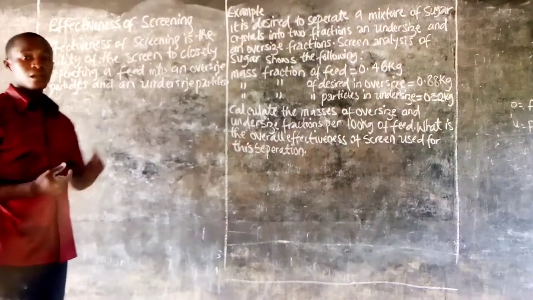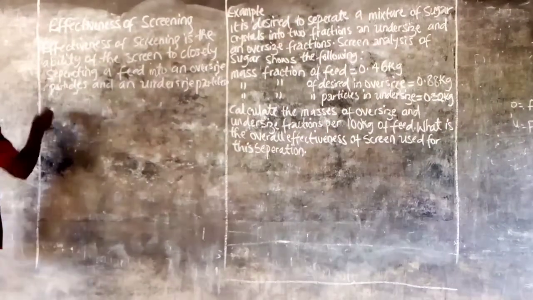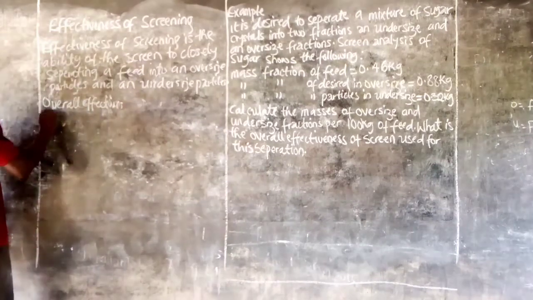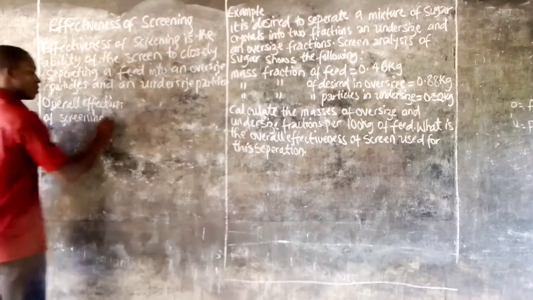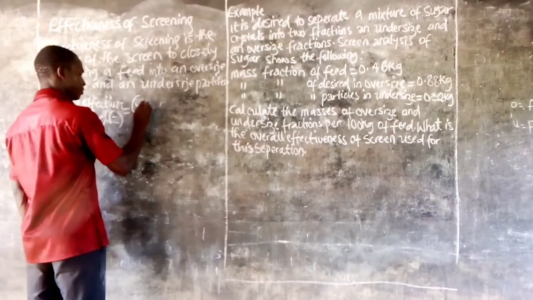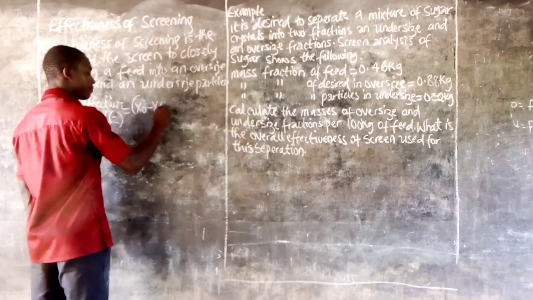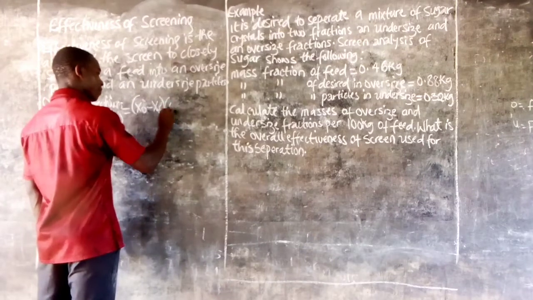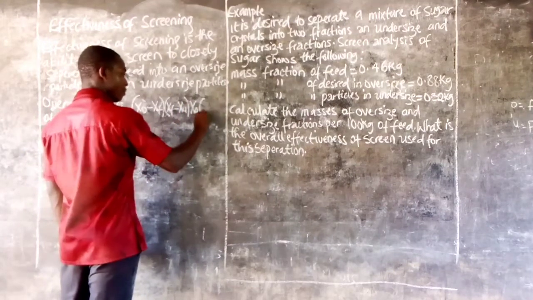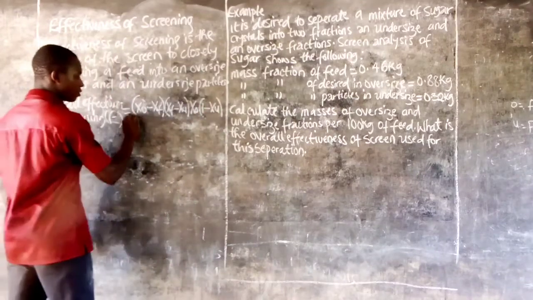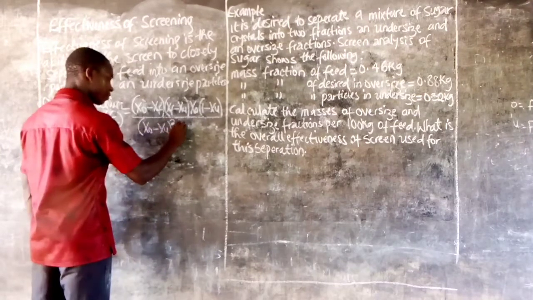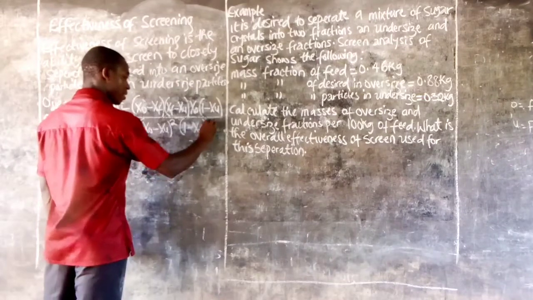Now, the effectiveness of screening most times can be calculated by using the expression: the overall effectiveness of screening, or E, can be calculated using the expression (XO minus XF) times (XF minus XU) times XO times (1 minus XU), all over (XO minus XU) squared, times (1 minus XF) times XF.